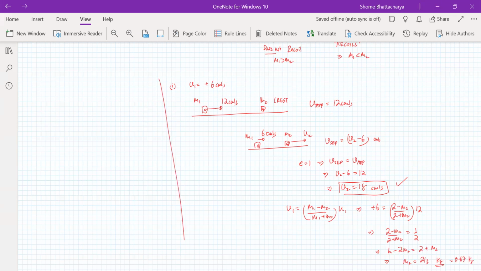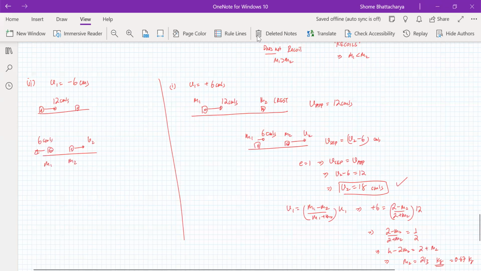Okay. Now similarly in the second case, you assume that V1 is minus 6 centimeters per second. So before impact, this is the case, but after impact, okay, solve accordingly and you'll get it. Yes, Akshat, your answers are correct.